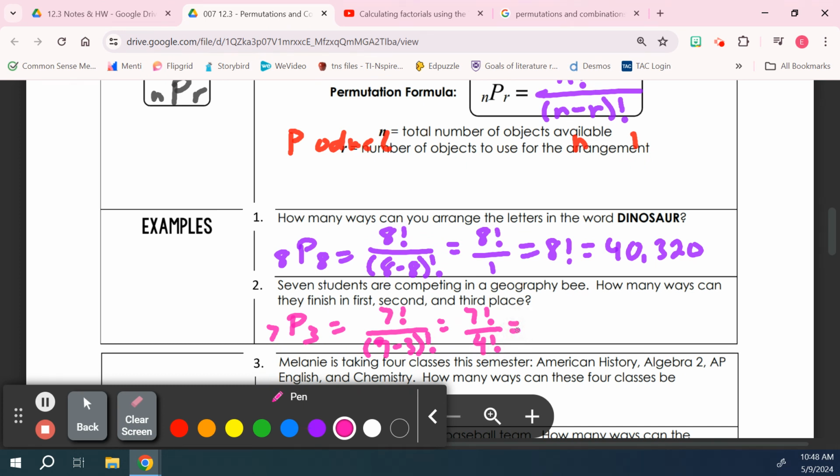So we put that in our calculators. What do we get? Good. Very good. Wait, what did you get? 7 factorial divided by 4 factorial? Connor, what did you get? 210. Very good.